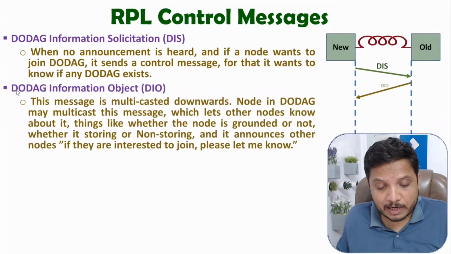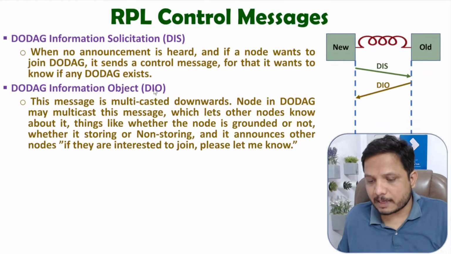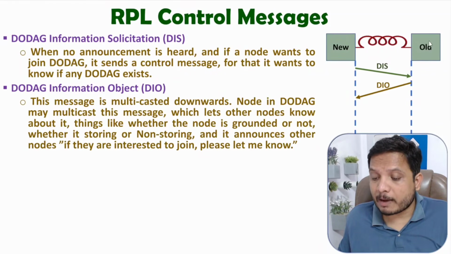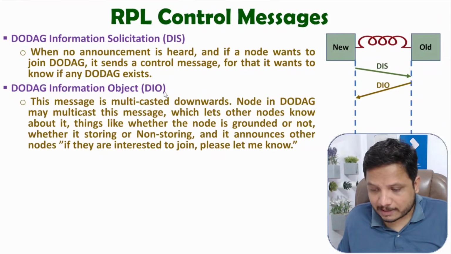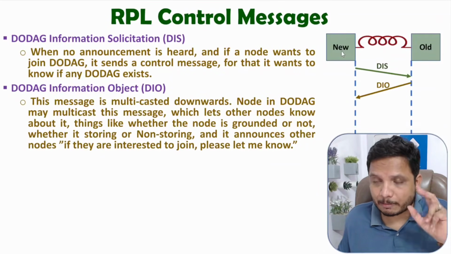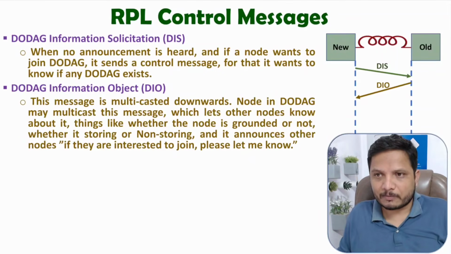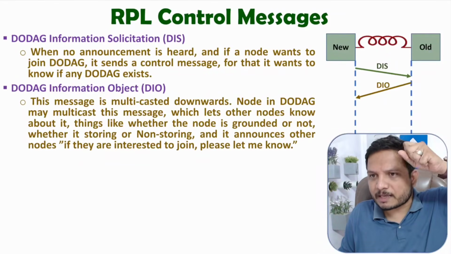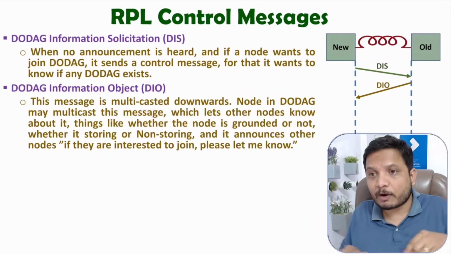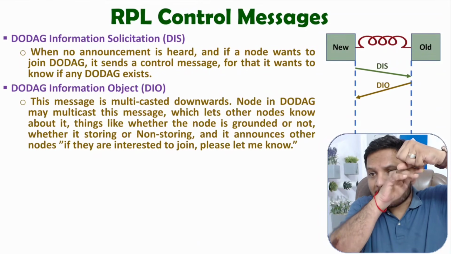Next is the DODAG Information Object, DIO. First of all, you need to understand this. This message can be forwarded by an older node to a new node in reply, and it is also used to form the DODAG network. Here we have so many nodes, and there will be one special node, the root node. If the root node wants to form a DODAG network, what will it do? The root node will forward the DIO message in the downward direction.